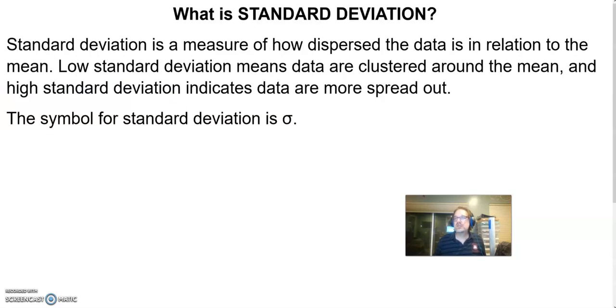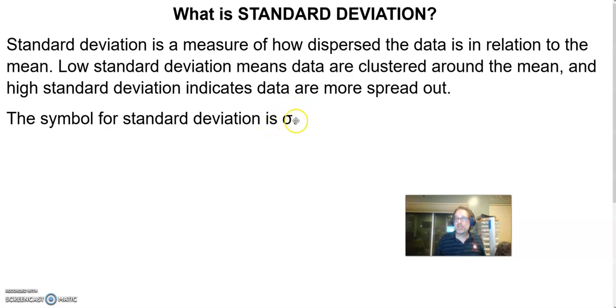So standard deviation is a measure of how dispersed my data is in relationship to my mean. Basically, if we have a small standard deviation, all of my data is really close around my mean. If I have a large standard deviation, my data is going to be spread out further from the mean. So standard deviation measures how spread out my data is from the mean, or the average, of my data.